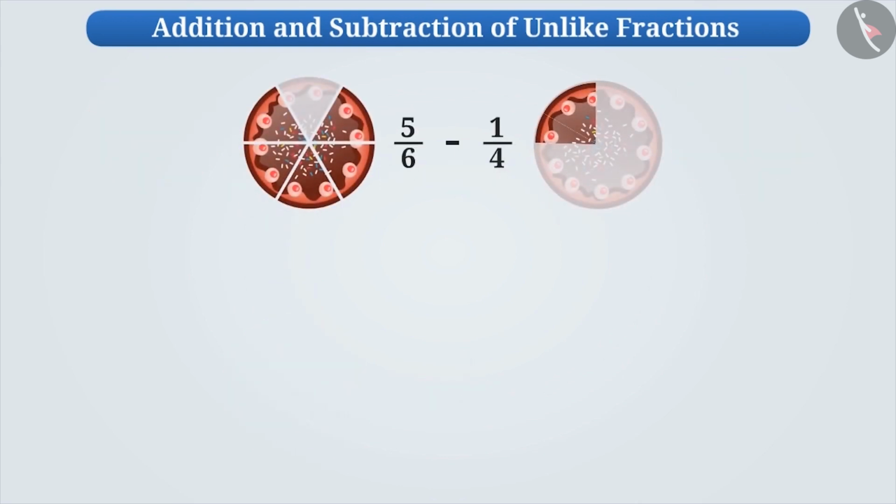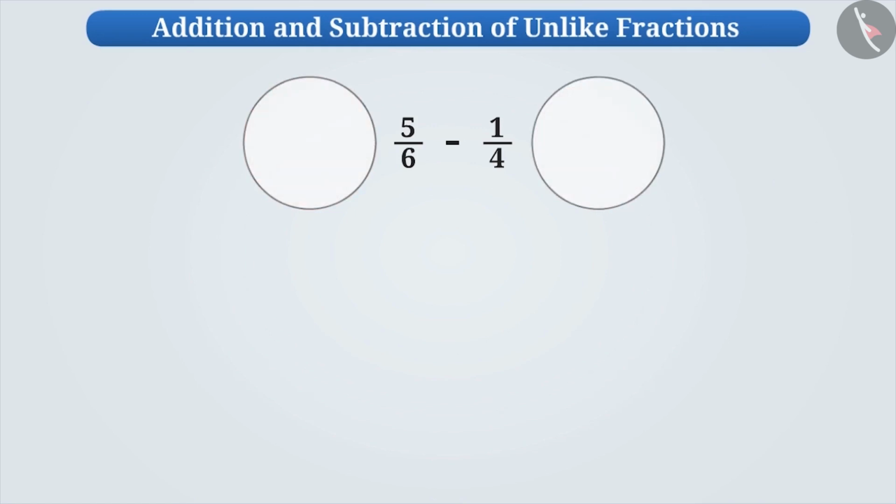First, we make two equal circles to represent the cake. To represent the fraction 5 by 6, we will divide the first circle into 6 equal parts and shade 5 parts. Similarly, to represent the fraction 1 by 4, we will divide the second circle into 4 equal parts and shade one part.